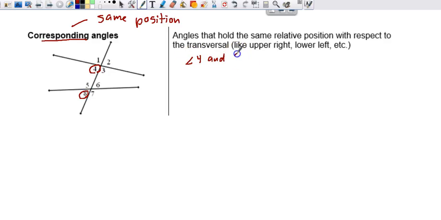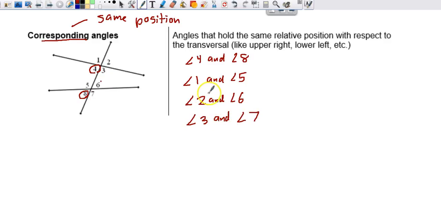Can you think of a few other pairs? 1 and 5. You can do 2 and 6. And the last ones would be 3 and 7. Corresponding angles.